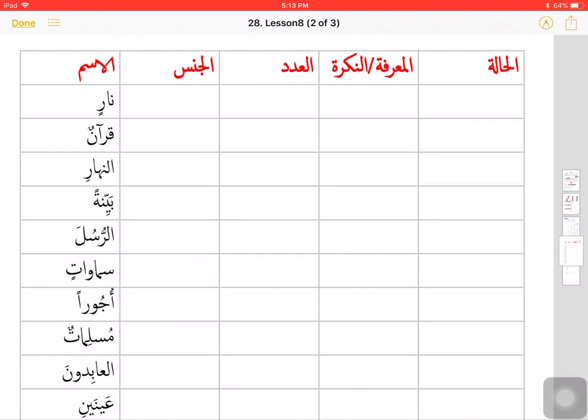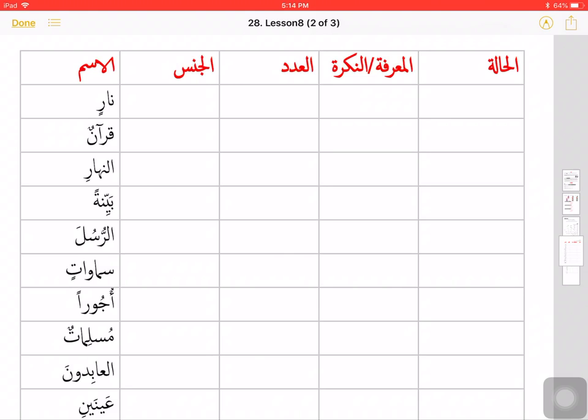The word narin, its jins is mu'annath because Arab said so. Adad is mufrad, it is nakira, and its hala is jar. Qur'anun, mudhakkar, mufrad, nakira, raf. An-nahari, it is mudhakkar, mufrad, ma'rifa because it has al, and its hala is jar. I see the kasra. Bayyinatan, mu'annath, mufrad, nakira, and it is nasb.